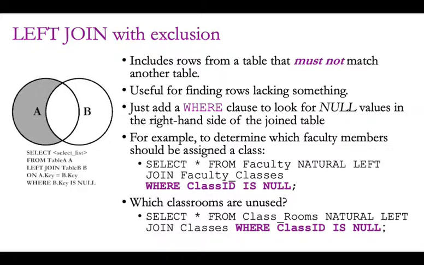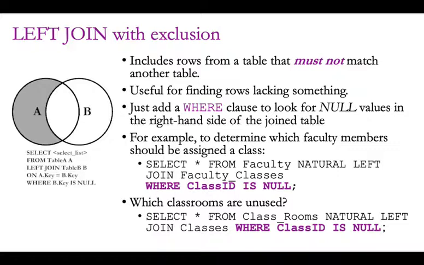And those null values will exist because it's a left join, not an inner join, and that'll just print out those faculty who are not teaching classes, where there wasn't a match, basically, which is the left side of this Venn diagram. And then another example here, which classrooms are unused.